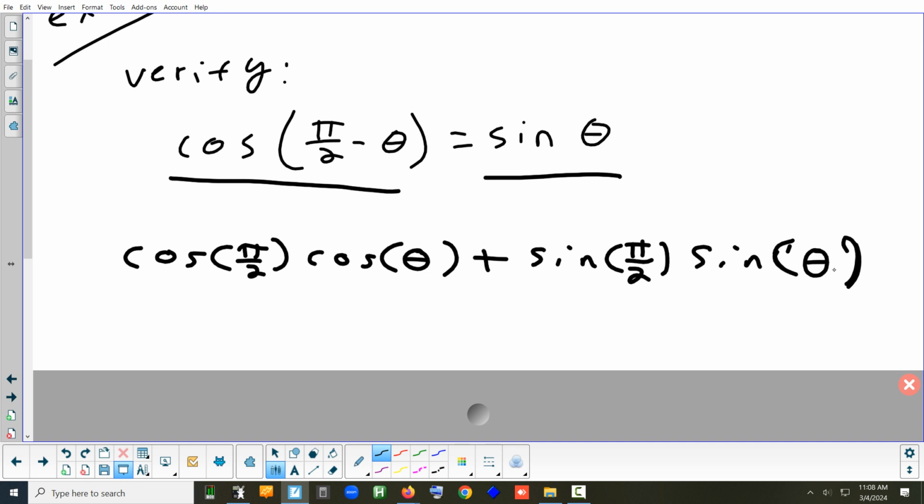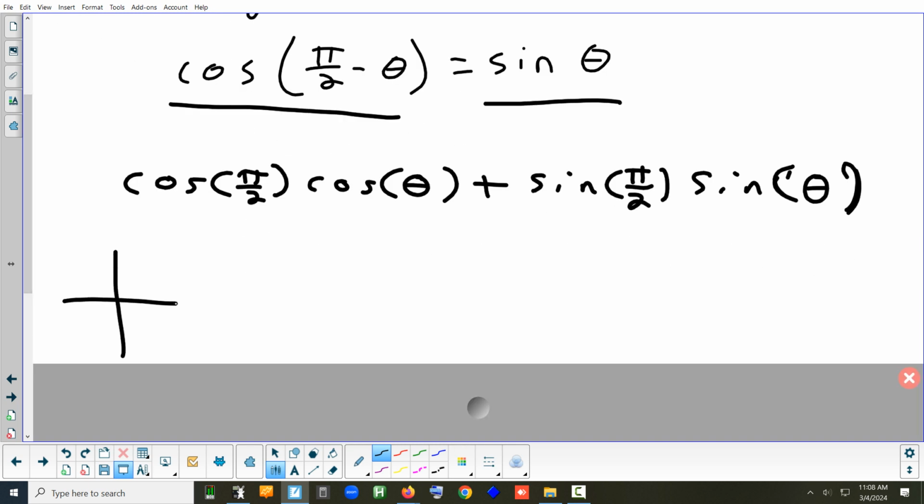Now, you can't do anything with theta because it's a variable. You don't know what it is. But pi over 2, we know what that is. What's pi over 2 in degrees? 90. That's 90. What is the coordinate for 90 degrees? 0, 1. Yep. That's all we need to do this problem. Okay, we need the coordinate for pi over 2, which is 90 degrees. Okay. So let's start with the cosine of this coordinate.